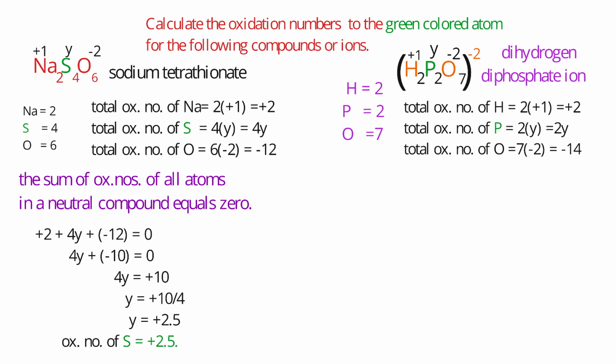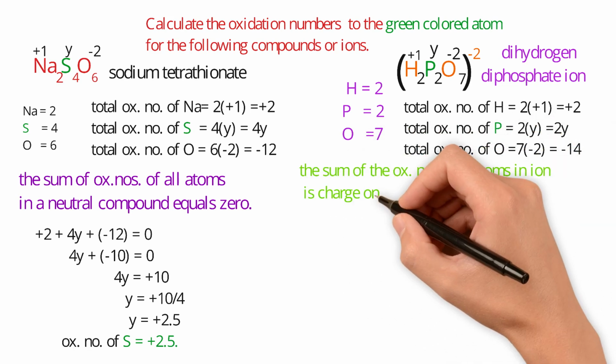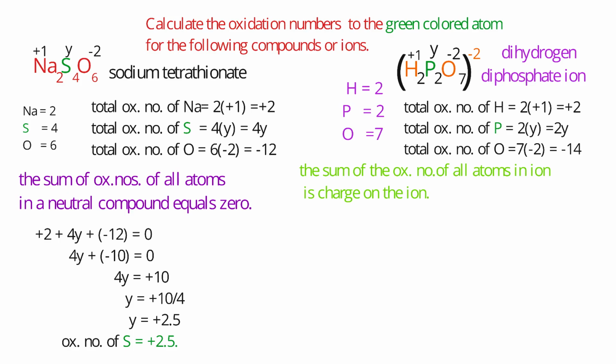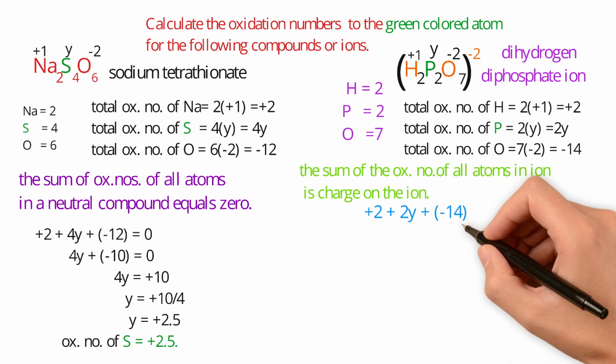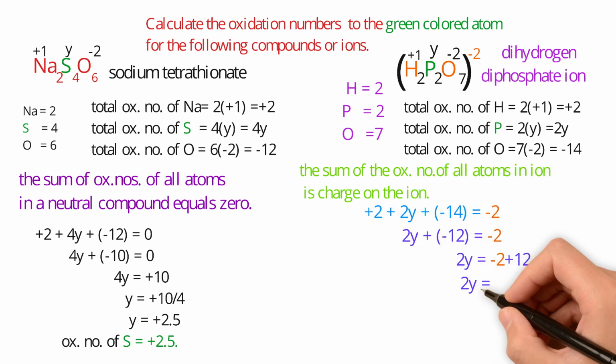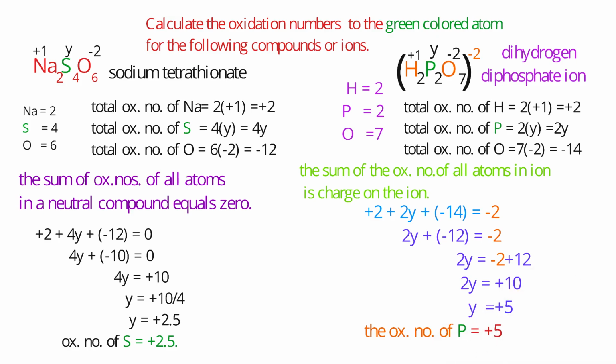Now, the sum of oxidation numbers of all atoms in an ion is the charge on the ion. 2Y plus 2 plus -14 is equal to -2. 2Y plus -12 equals -2. 2Y equals -2 plus 12. 2Y equals +10. Y equals +5.